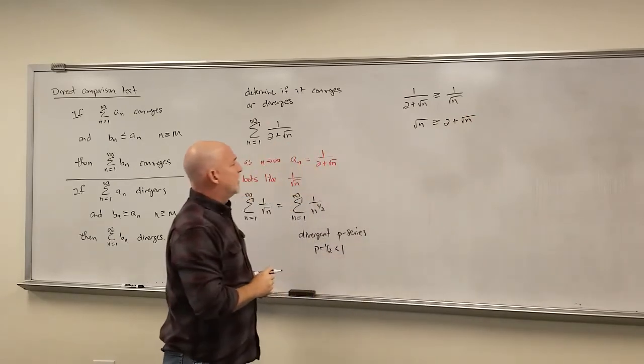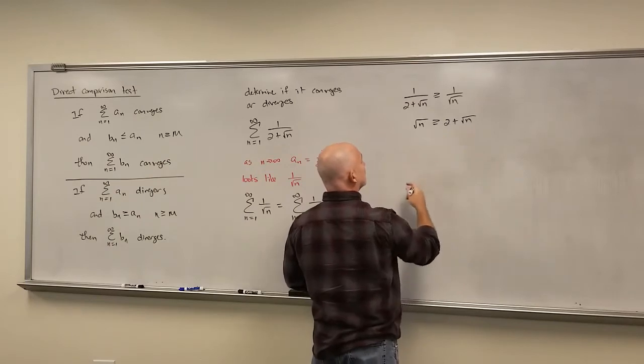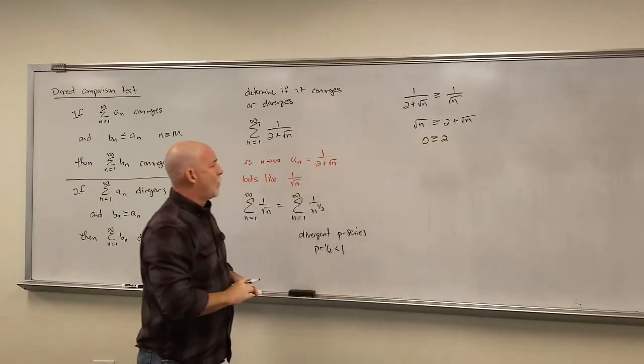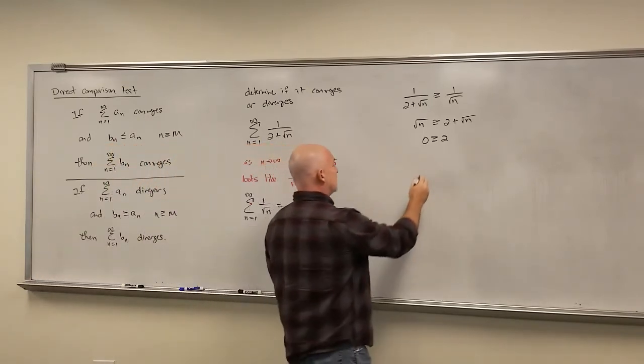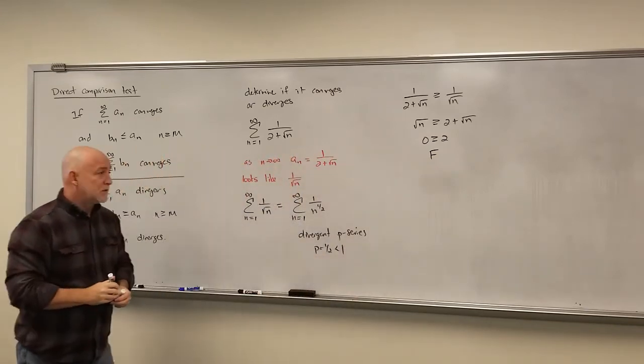Well, that's kind of ugly. Let's see, if we subtract the square root of n from both sides, we got zero is bigger than 2. This is false. Now here's where you're going to make one of your biggest mistakes.